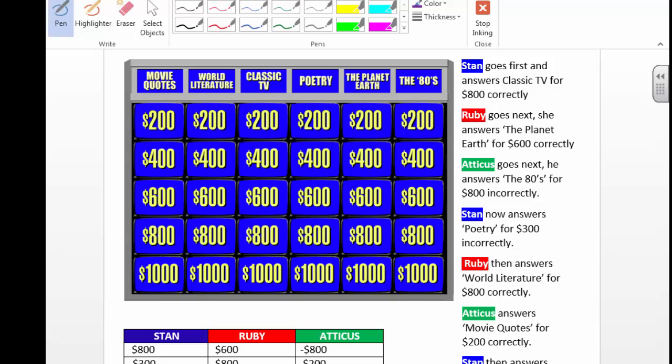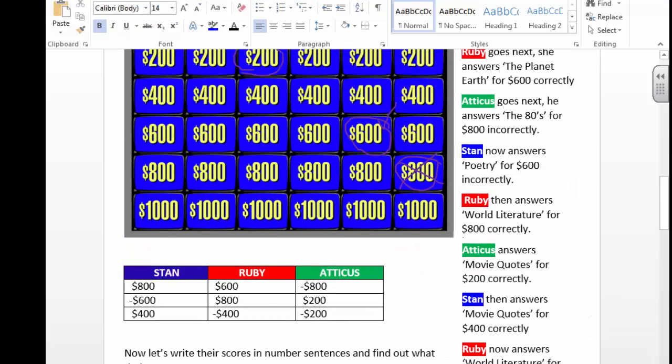And we'll get started. All right? So here we have Stan. Stan goes first, and he answers classic TV for 800, and he gets it correct. All right. Then Ruby answers the planet Earth for $600, and she gets it correct. Okay, Atticus goes next. Now he answers the 80s for $800, and he doesn't get it correct. All right, bummer, dude.